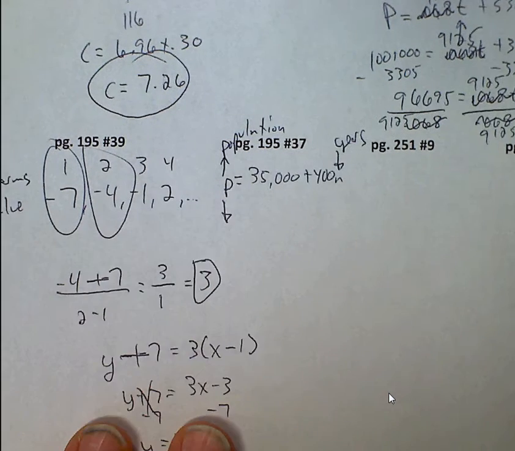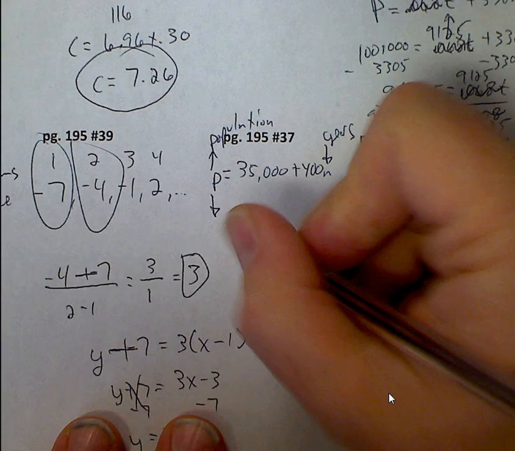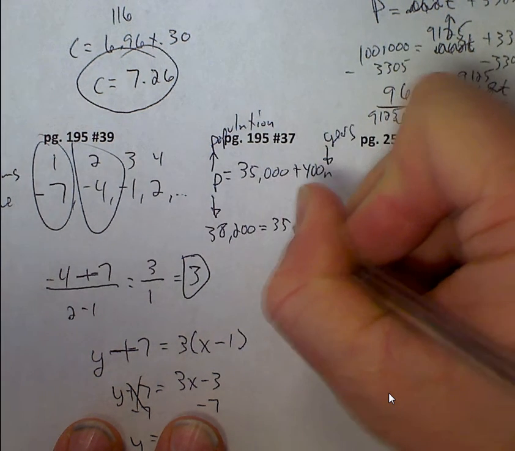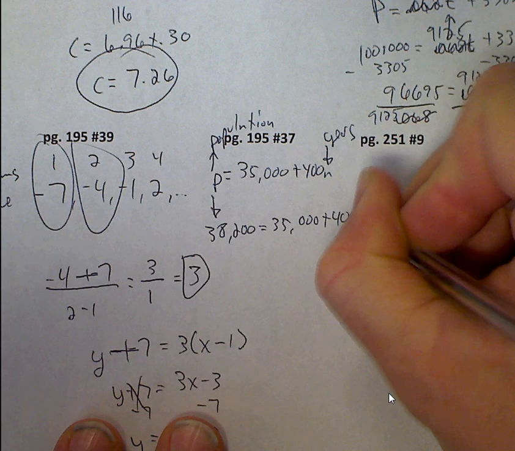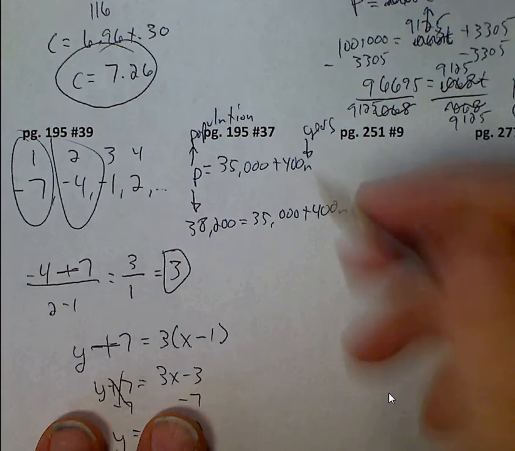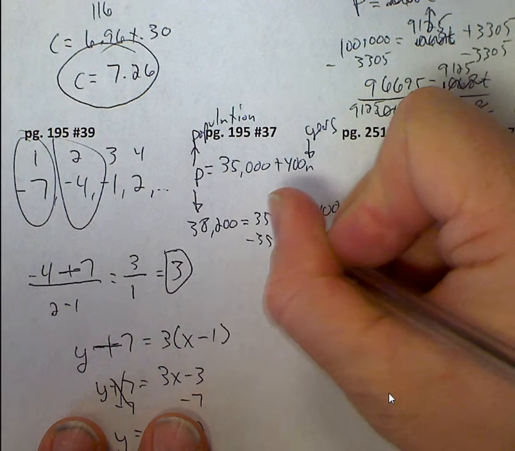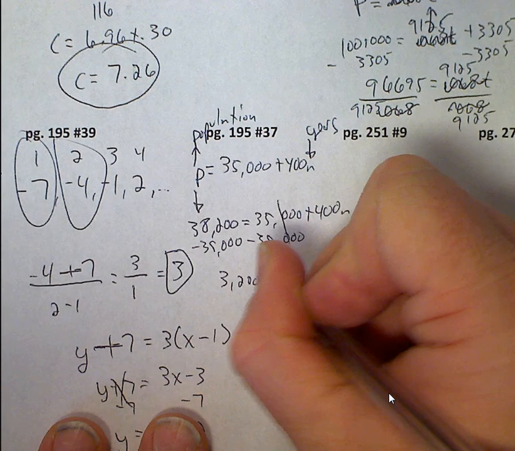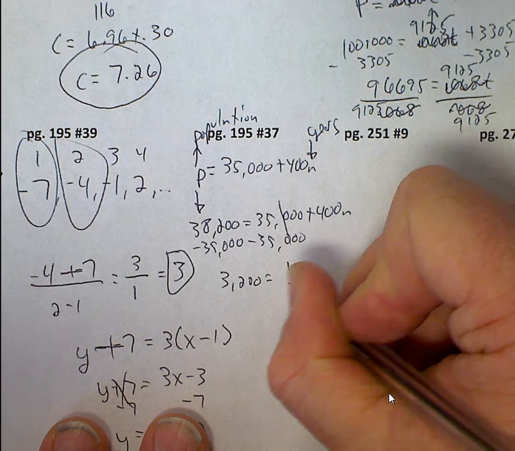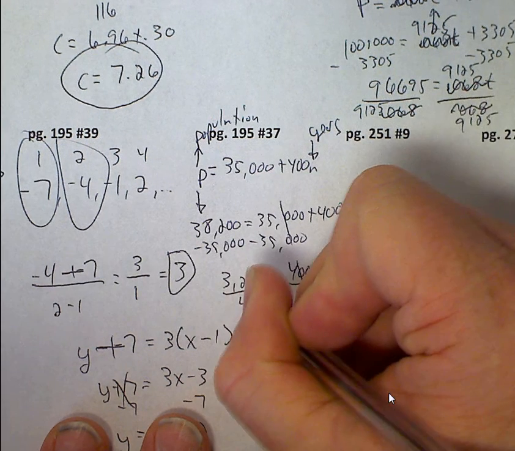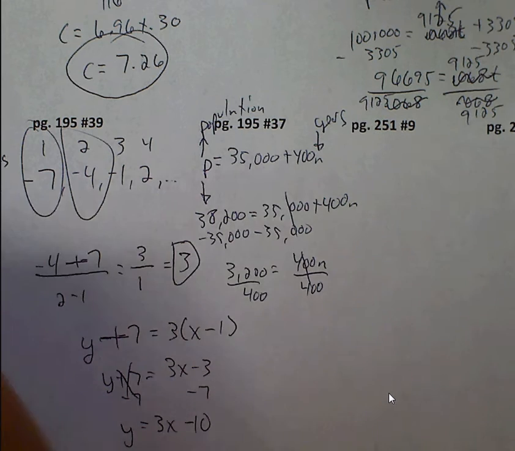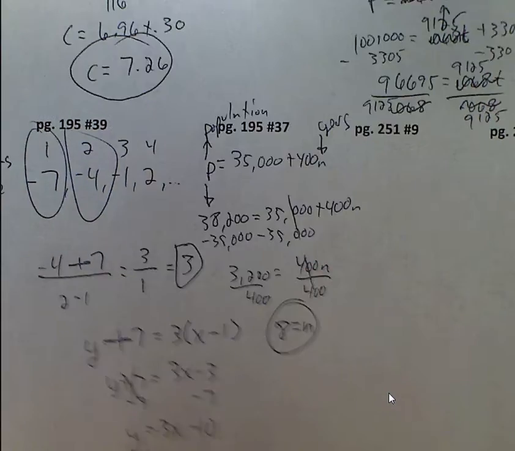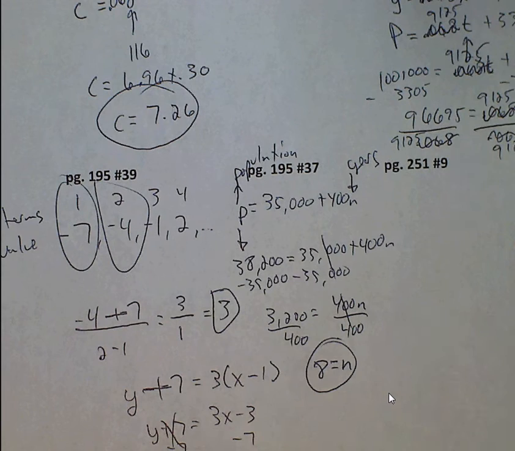So they say, how many years will it take to get 38,200? So I need to solve for n, which represents years. That means I plug into my p: 38,200 equals 35,000 plus 400n. To solve for n, I get rid of what's not attached, so I subtract 35,000. That gives me 3,200 equals 400n. Divide by 400. So 3,200 divided by 400 gives me 8. So it will take 8 years in order to get the population of 38,200.